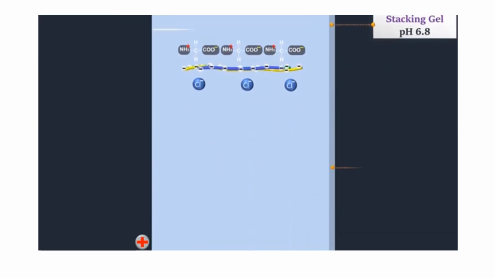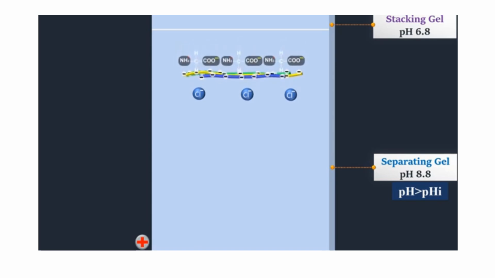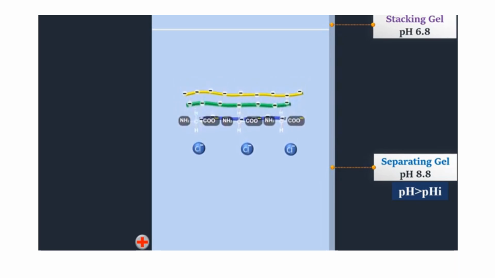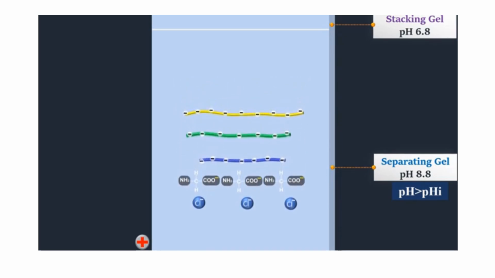This procession carries on until it hits the separating gel, where the pH switches to 8.8. At this pH, the glycine molecules are mostly negatively charged and can migrate much faster than the proteins. Proteins are separated, so higher molecular weight proteins move more slowly through the porous acrylamide gel than lower molecular weight proteins.